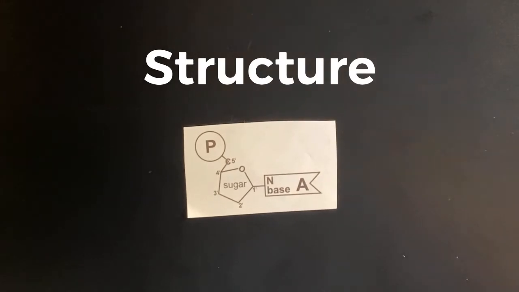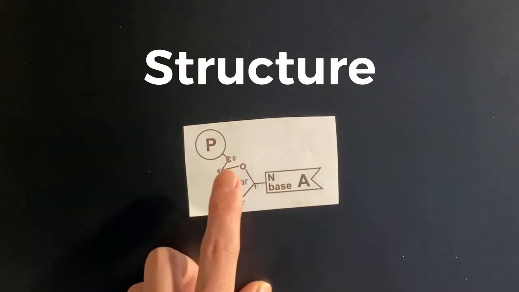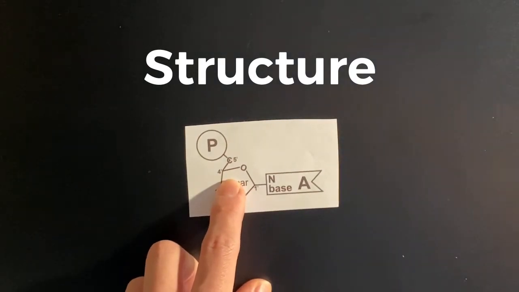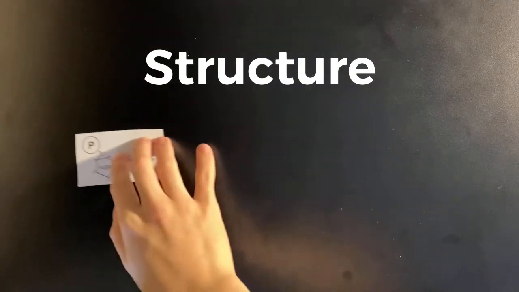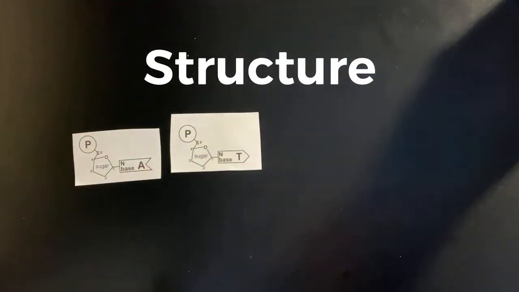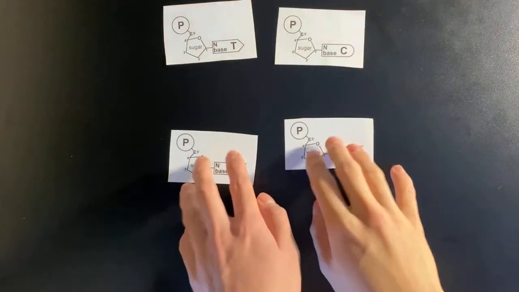Each nucleotide is composed of the following: a phosphate group containing phosphate and oxygen, a 5-carbon sugar called deoxyribose, and a nitrogenous base. In DNA, this base can either be adenine, thymine, cytosine, or guanine. C and T are classified as pyrimidines, and A and G are known as purines.